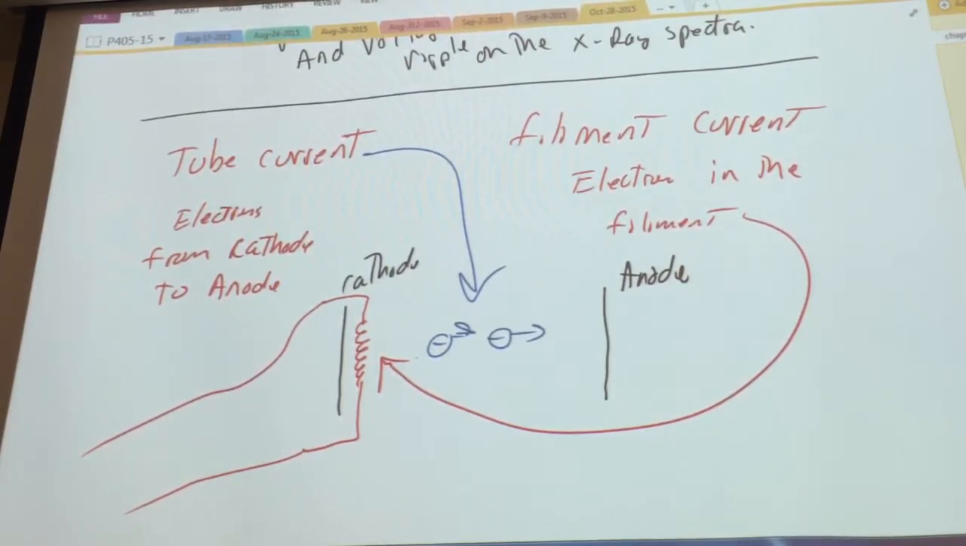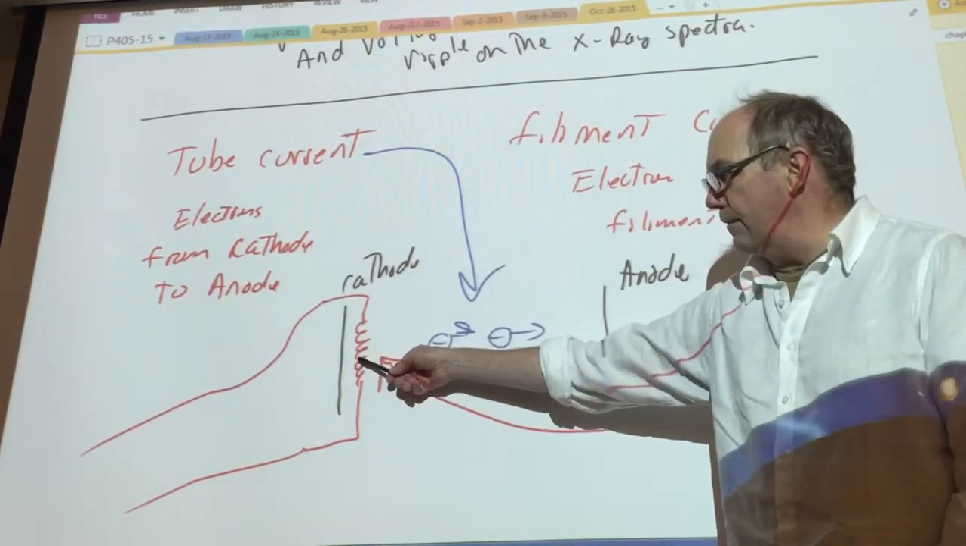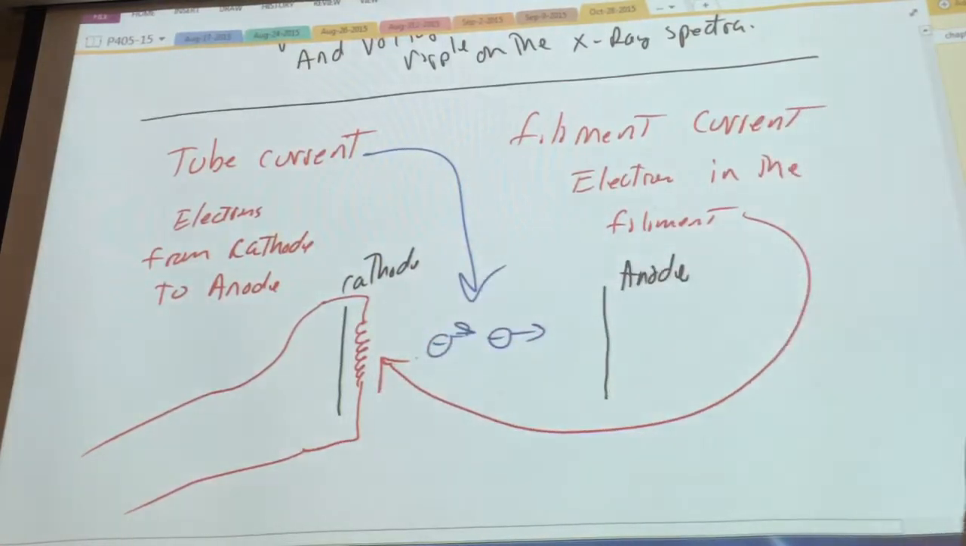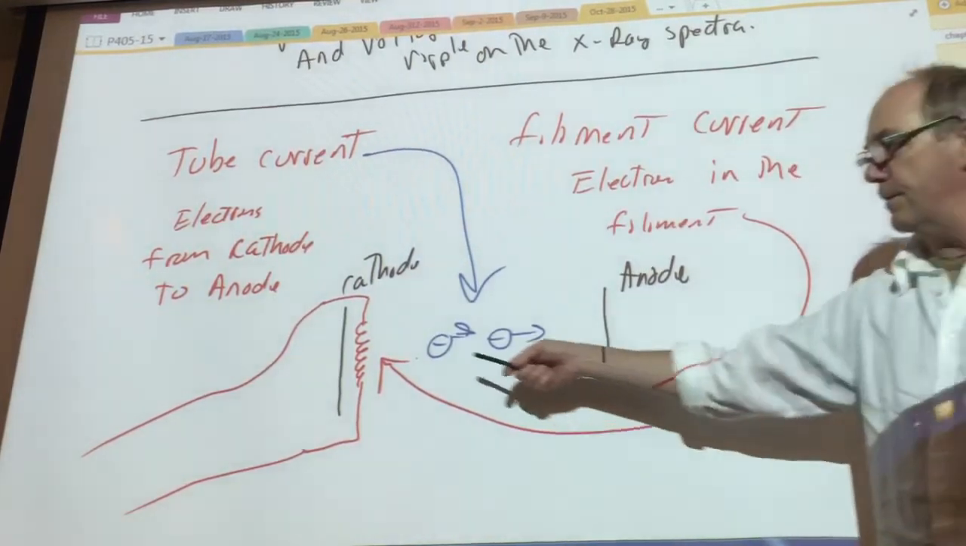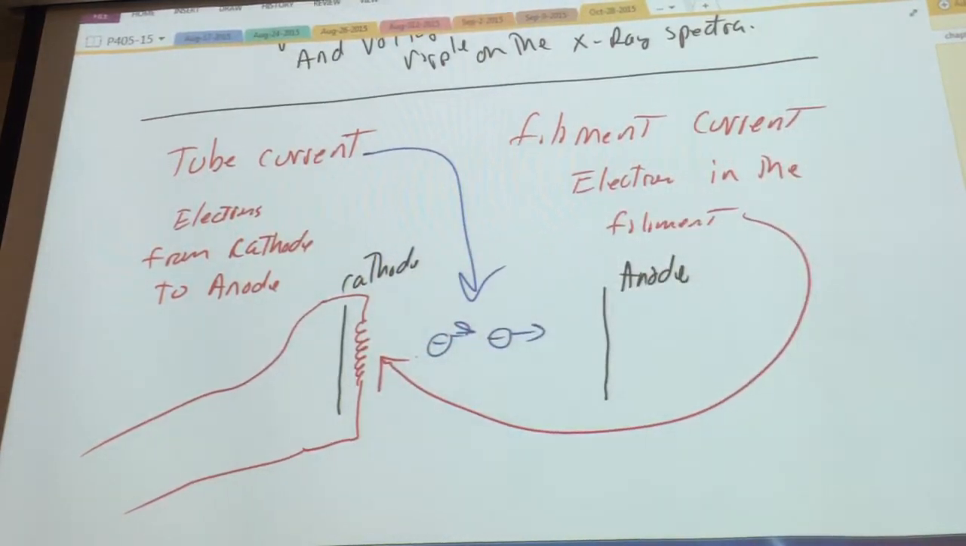Because the filament current is the current necessary to get the filament hot. When the filament gets hot, electrons jump off the filament. It's called thermionic emission of electrons from the filament. So this filament wire gets very hot, electrons jump off, then the electrons are accelerated and become the tube current. So the filament current and the tube current are related. If the filament current goes to zero, what happens to the tube current? Zero. It'd have to be zero, right?